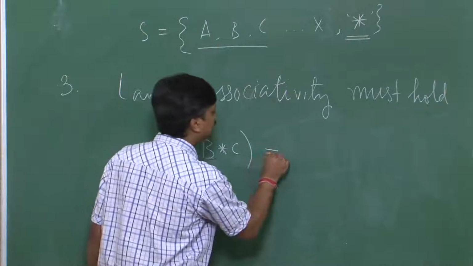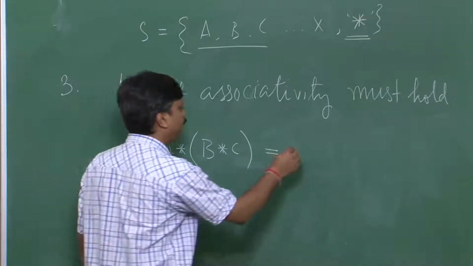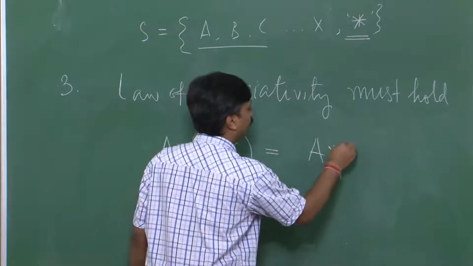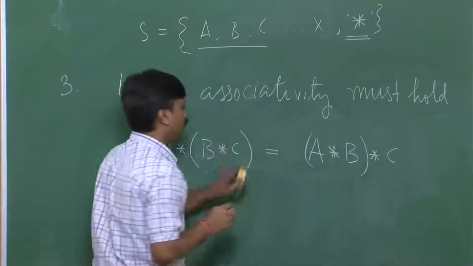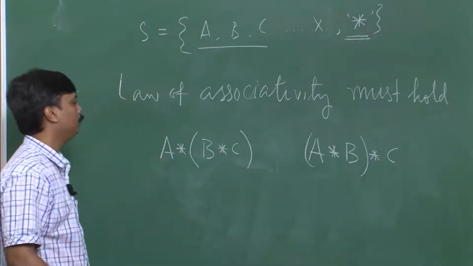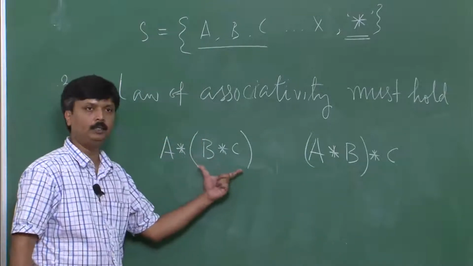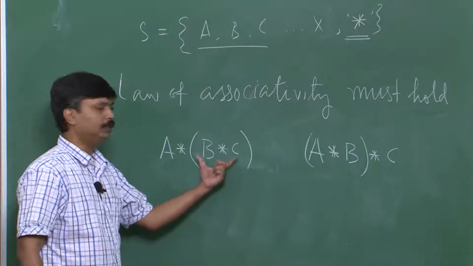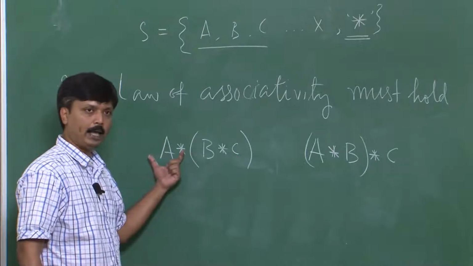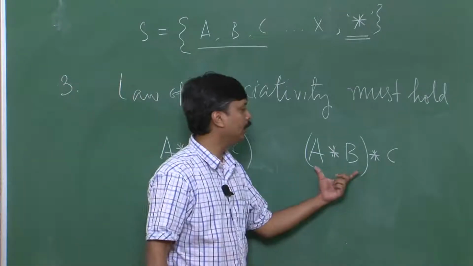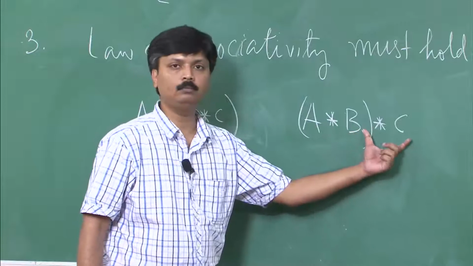Now if I change this order of combination in such a way that, let us not put this equality now. Now this and this, what is the difference? The difference is here, this bracket is making all the difference. It says that first I will combine B and C and the resultant will be combined to A. On the other side, here I combine A and B first, and with this result I combine with C.